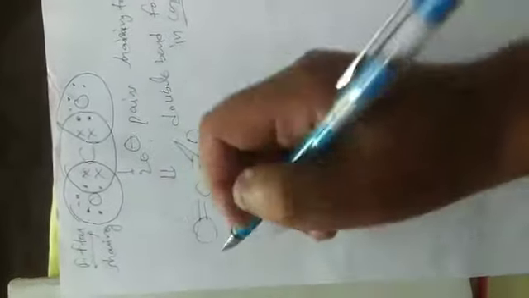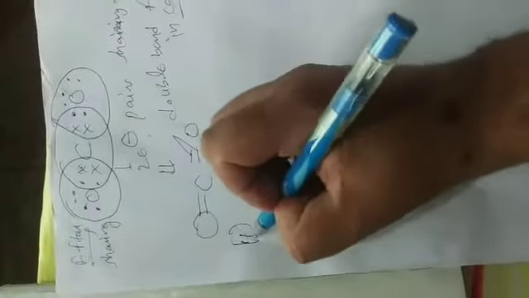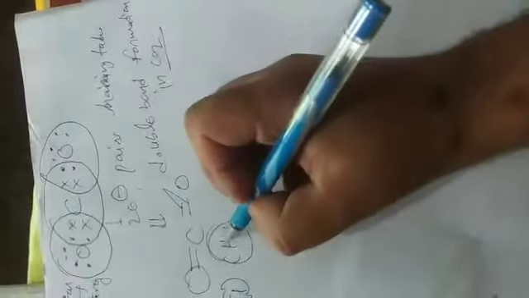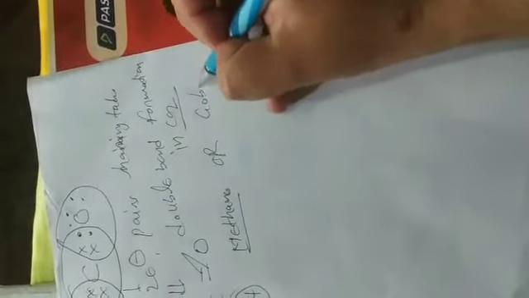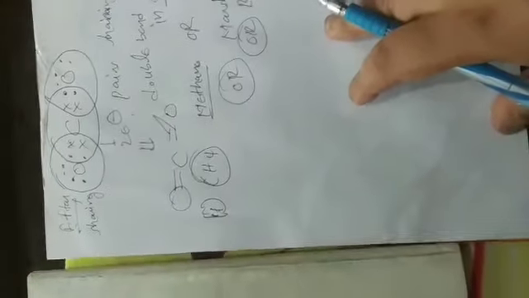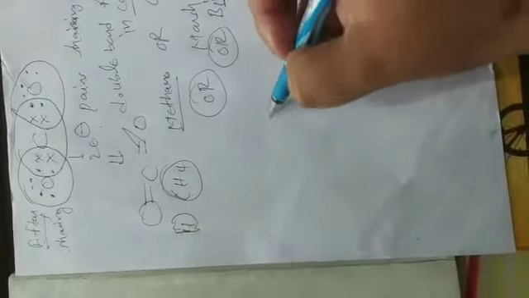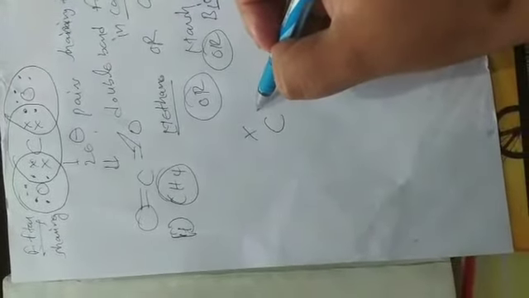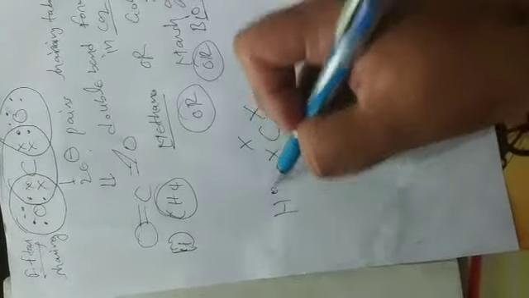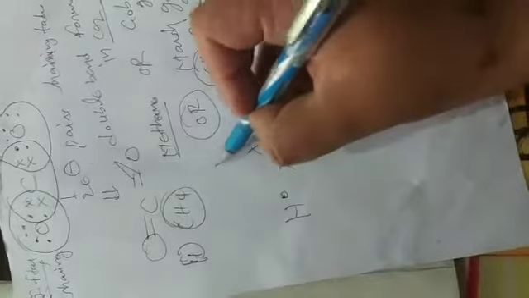Fourth is CH4. CH4 means methane. It is also called gobar gas, or marsh gas, or biogas. In CH4, C is one atom containing 4 electrons in its outermost shell, and there are 4 atoms of hydrogen, which are represented like this.